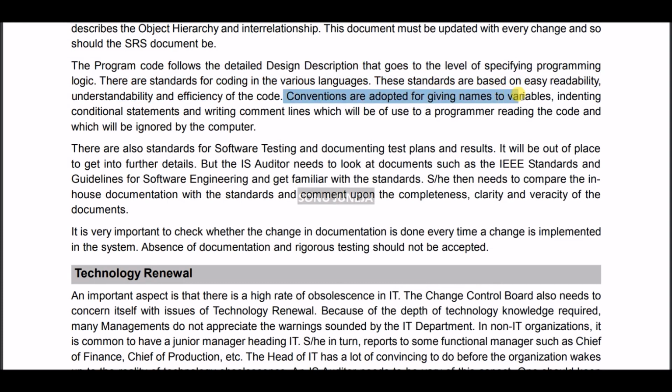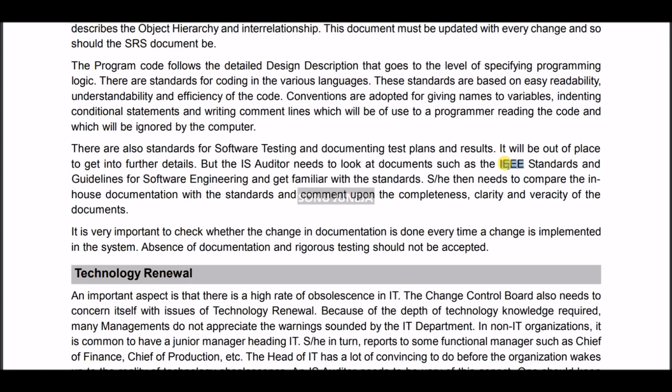Conventions are adopted for naming variables, indenting conditional statements, and writing comment lines, which will be of use to a programmer reading the code and which will be ignored by the computer. Now, there are also standards for software testing and documenting the test plan results. This is not the place to go into further details, but the IS auditor needs to look into documents such as IEEE standards and guidelines for software engineering. Get familiar with the standard.